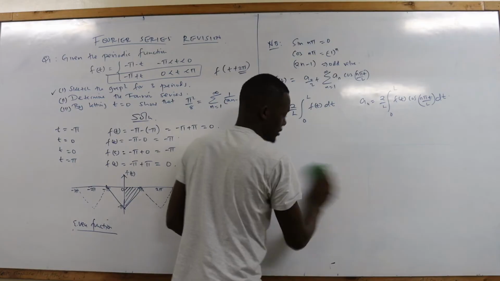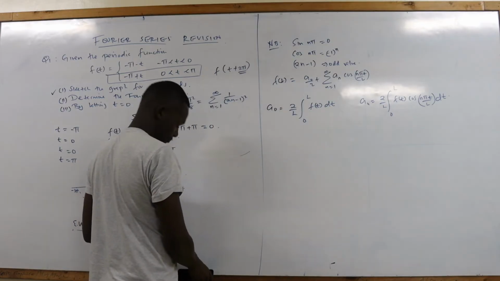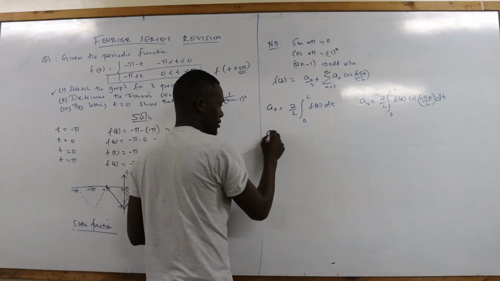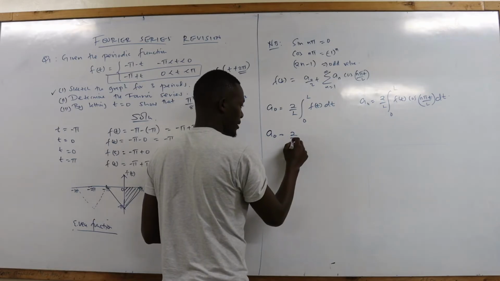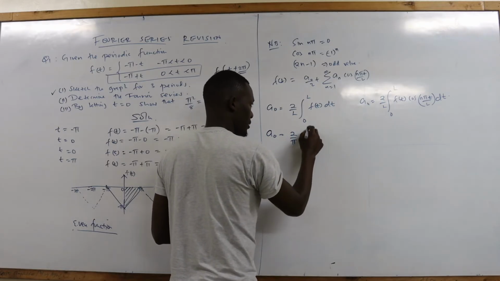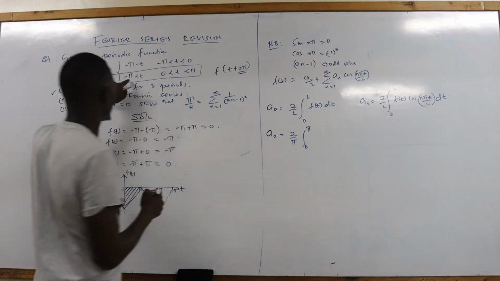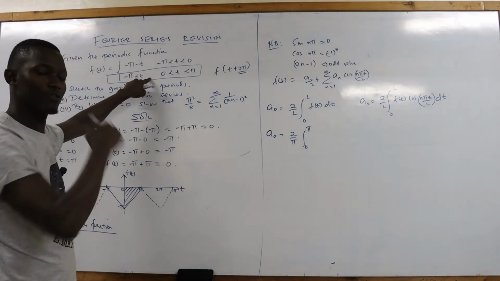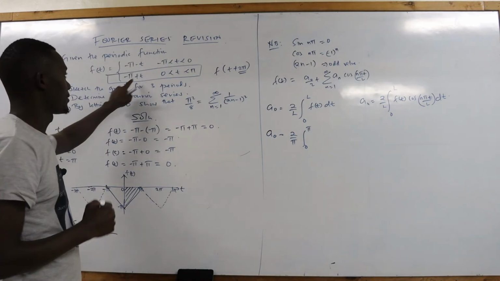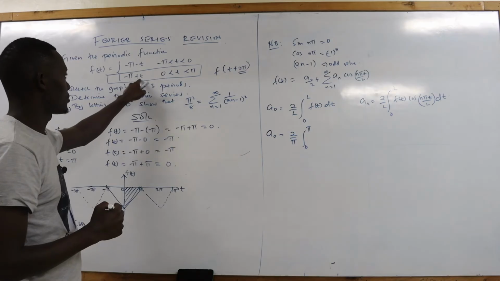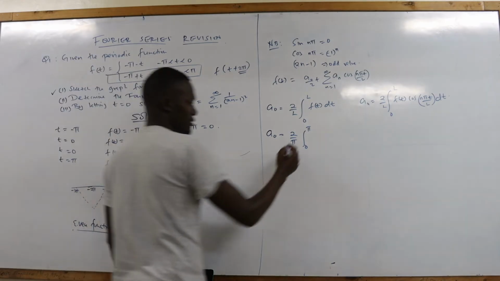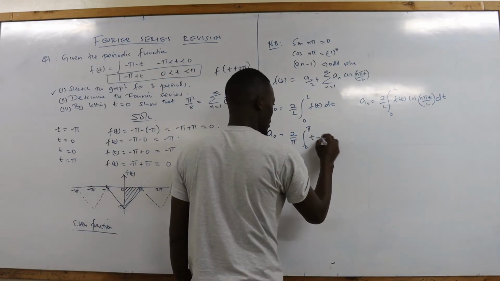So therefore, we can now calculate our A naught. Our A naught will be given by 2 over pi from 0 to pi. Our f(t) is this function that runs from 0 to pi. Now I can interchange this. This one is positive, this one is negative. So I can just write this one as that.